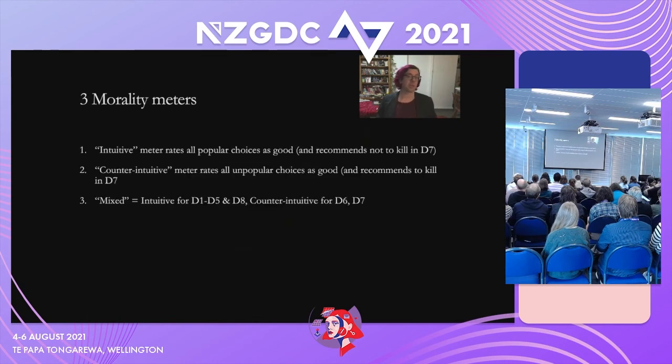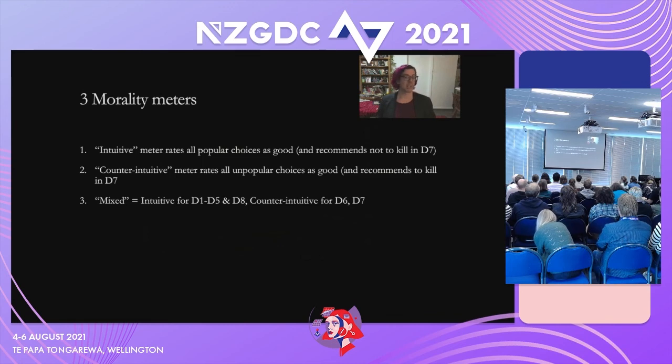We then implemented 3 different versions of the morality meter: one which labelled all the popular options as good and recommended not to kill in this particular question; one that rated all the unpopular actions, including stealing and kicking an innocent dog, as good and recommended to kill; and one that started out intuitively good but switched to counterintuitive for the 2 trolley problem dilemmas. We're interested to see how players responded to each of these meters.